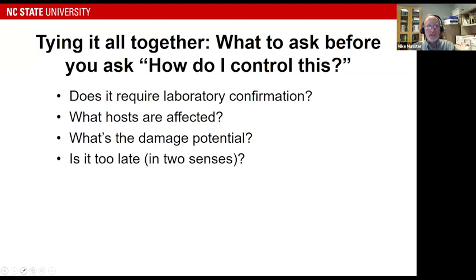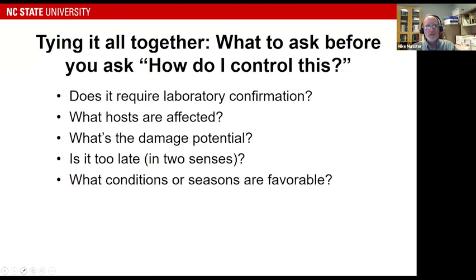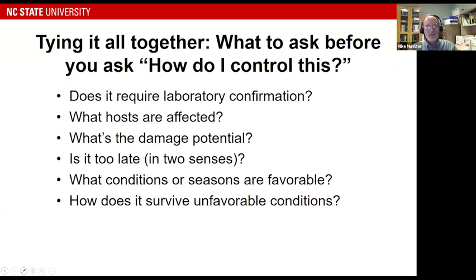Is it too late? Is it pointless to try and manage the problem because either the damage is already done or because the susceptible life stage to any kind of control measure has already passed? Ask yourself what conditions or seasons are favorable for its development. And ask yourself, how does it survive unfavorable conditions like we talked about? So I know if rotation will be helpful, or I can manage that aspect. And how is it dispersed?